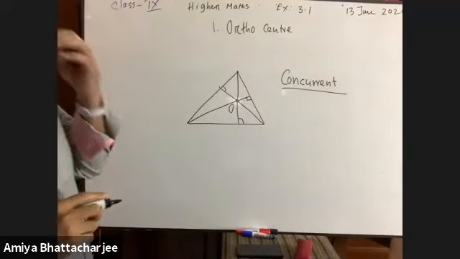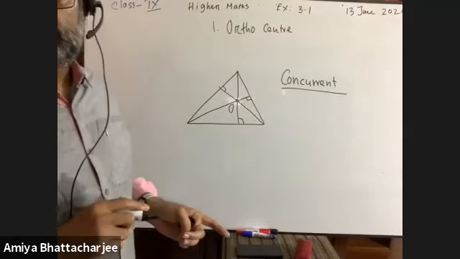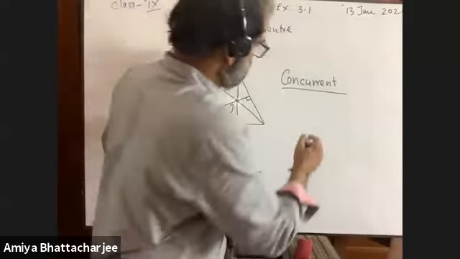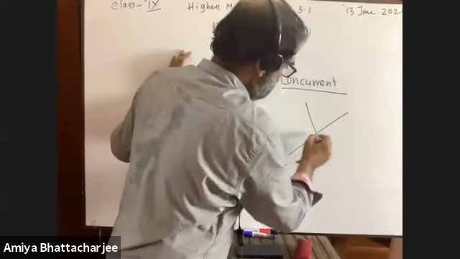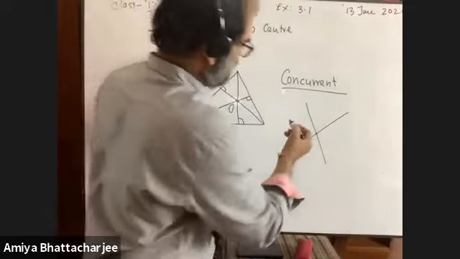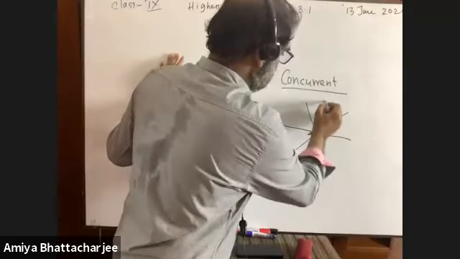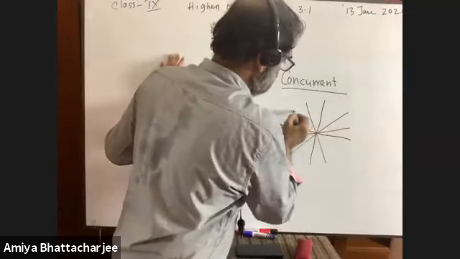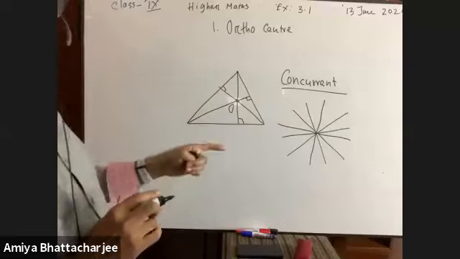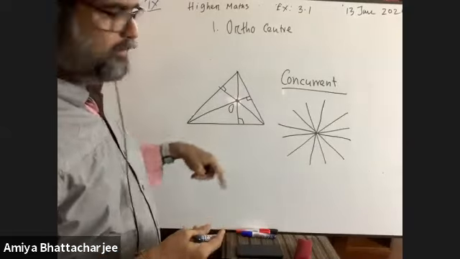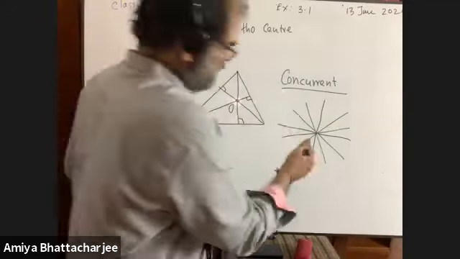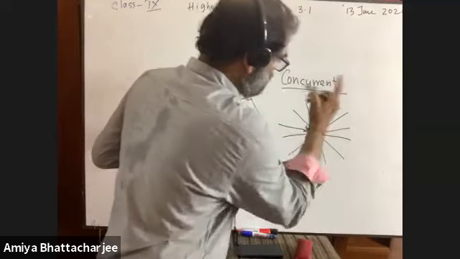Who can tell me what concurrent means? Write down: what is meant by concurrent? Suppose if we draw 2 lines, they will intersect at a point. That is normal. But if we draw another line passing through the same point, that means if more than 2 lines pass through the same point, then they are called concurrent. All those straight lines are passing through the same point, so they are called concurrent.